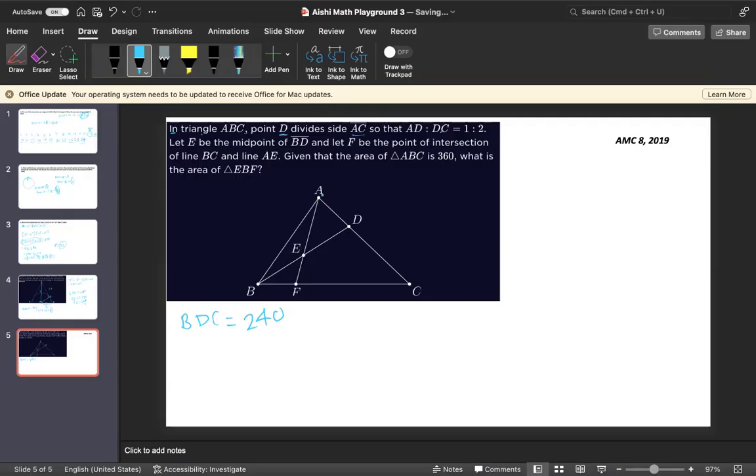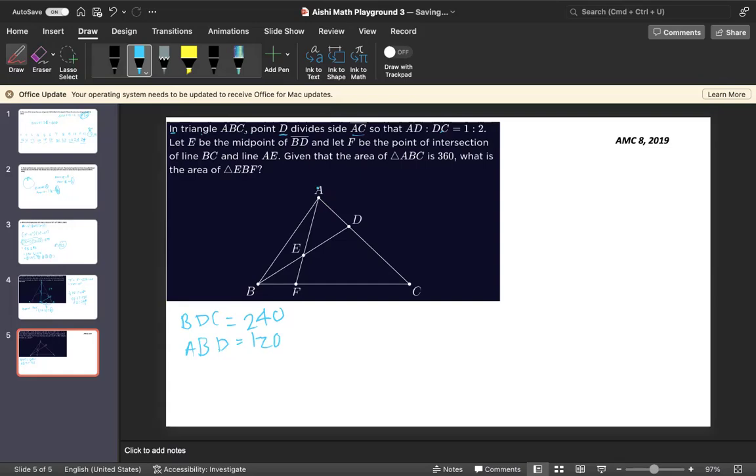So then if we subtract 240 from 360, we'll find the area of triangle ABD. So if we do that, then triangle ABD's area would be 120.